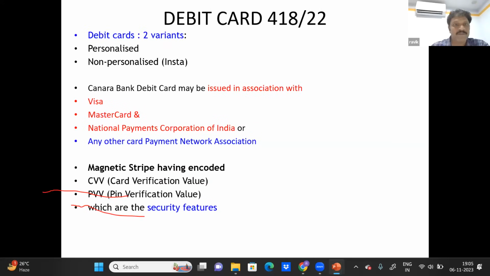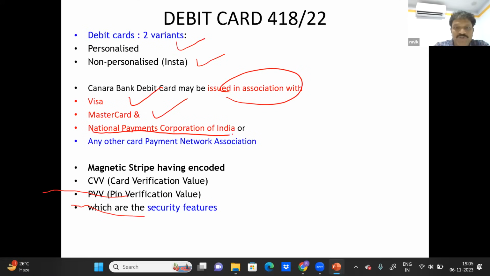Yeah, there are personalized debit cards. Everybody knows it is personalized and non-personalized. Okay, and debit cards, when we are issuing, we have association with three networks. Number one is Visa, MasterCard, we know pretty well. Another is National Payment Corporation of India. This is our own India. Even RuPay card will be issued by NPCI. NPCI full form also very important for examination purpose. And bank told, other than Visa, Master, NPCI, we can tie up with any payment network association in future if required.